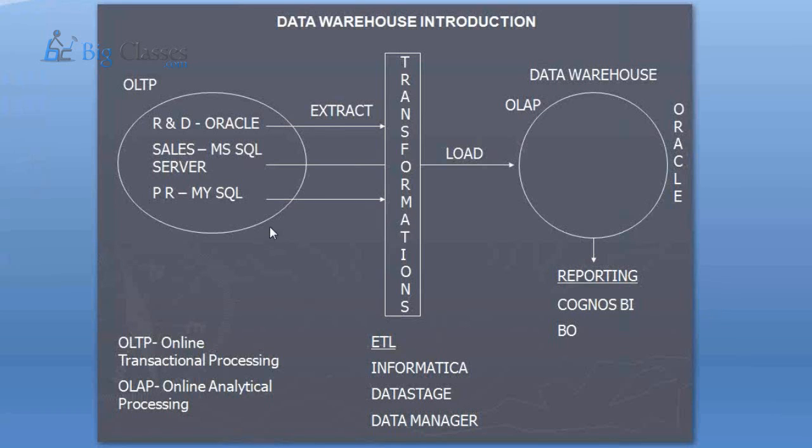Now let us see a broad picture of a data warehouse, a top-level overview. Take any company, say, for example, Johnson & Johnson. They have multiple departments like R&D, sales, and public relations. For R&D they are using an Oracle database, for sales they are using MS SQL Server, and for public relations they are using MySQL. Like that, they are using heterogeneous, different databases for their individual departmental needs. Why like that? Why can't they use a single database for all their organization's needs?